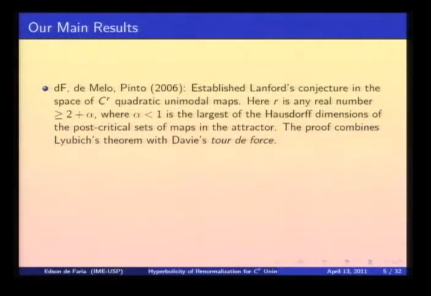Okay, what we do, Wellington, Alberto, and I, is we prove Lanford's conjecture in this much larger space of C^r unimodal maps. r here is any real number sufficiently big. It has to be greater than or equal to 2 plus alpha, where alpha is close to 1, and is in fact the largest of the Hausdorff dimensions of the post-critical sets of the maps in this Sullivan attractor. Okay? And the proof that we do uses Lyubich's theorem and also this Davie tour de force of functional analysis.